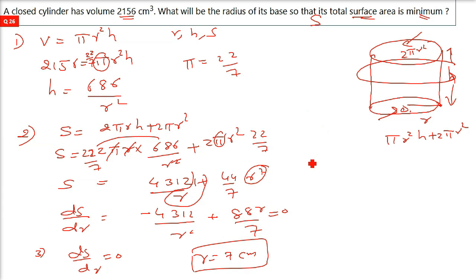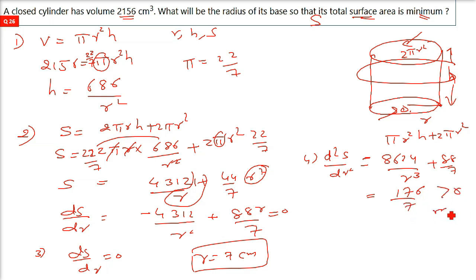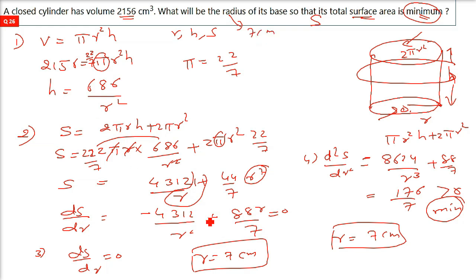Now since this r is 7 cm, you have to do d2S by dr squared. Double differentiation we have to do in order to find out negative or positive, because if the surface area has to be minimum, you have to get a positive value. So we'll get 176 divided by 7. It is greater than 0, so we are getting the minimum value. Apart from this, there is not much use of d2S by dr squared. So radius is 7 cm. That is the answer of this question. This is the procedure.